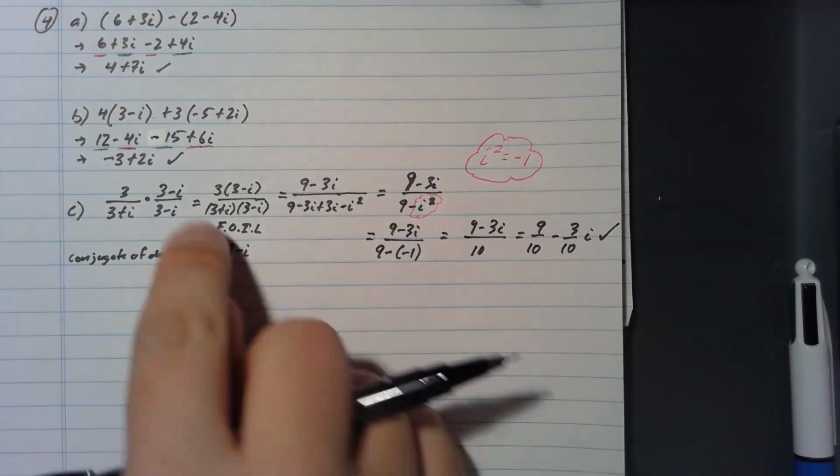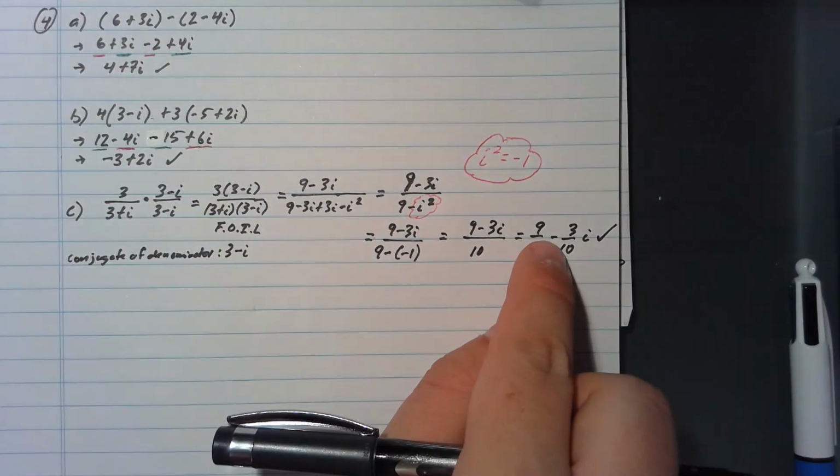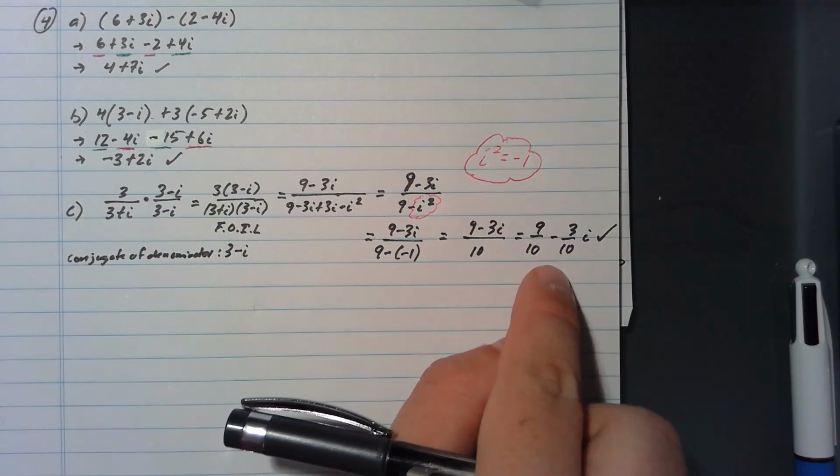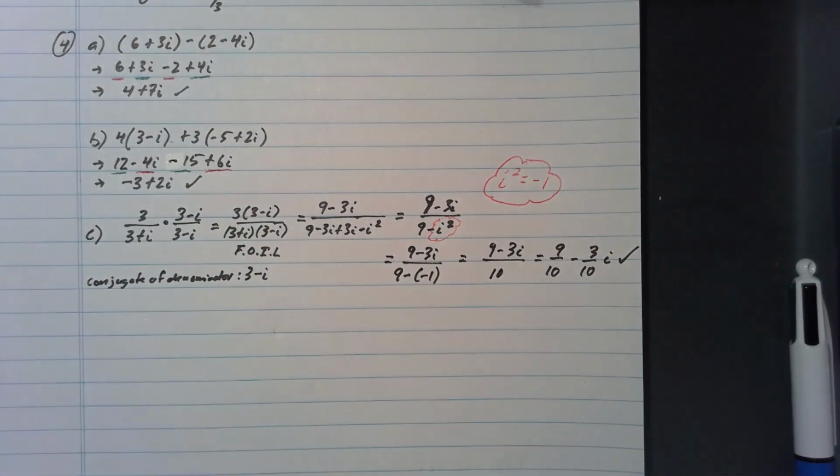I have a number plus or minus a number times i. The number could be a fraction, there's nothing wrong with that, but that's in standard form.